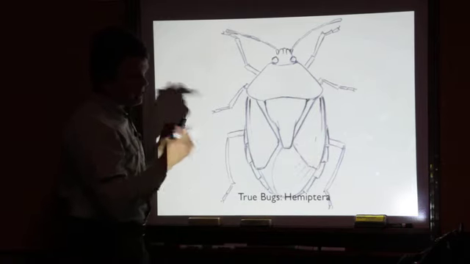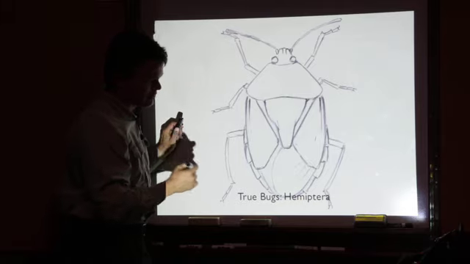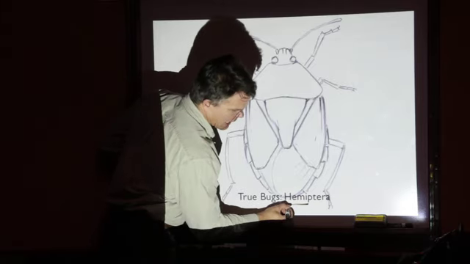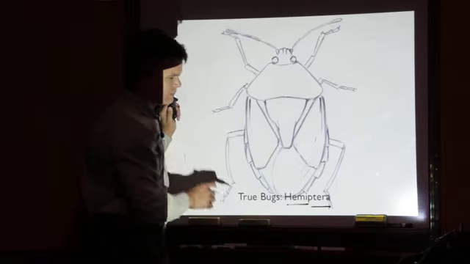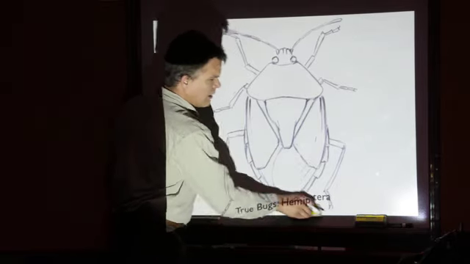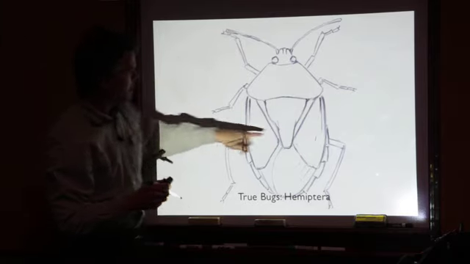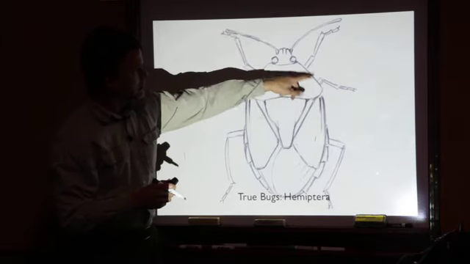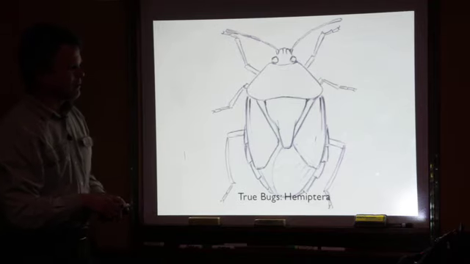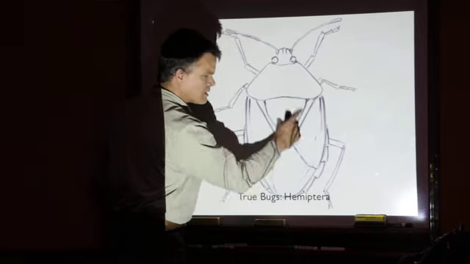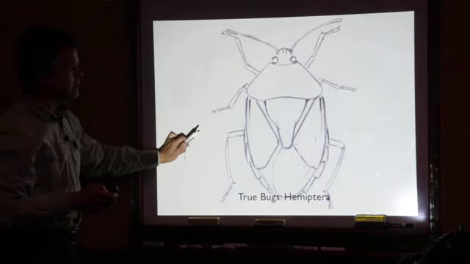The names of these orders that scientists use often have interesting stories behind them. Hemi, half, ptera, winged. This is half winged. So here we have those legs coming out. These two appear to be coming out from under here. This one appears to be coming out from underneath the thorax, but there'd be an extension of this thorax down on the underside. Let's take a look at some bugs.